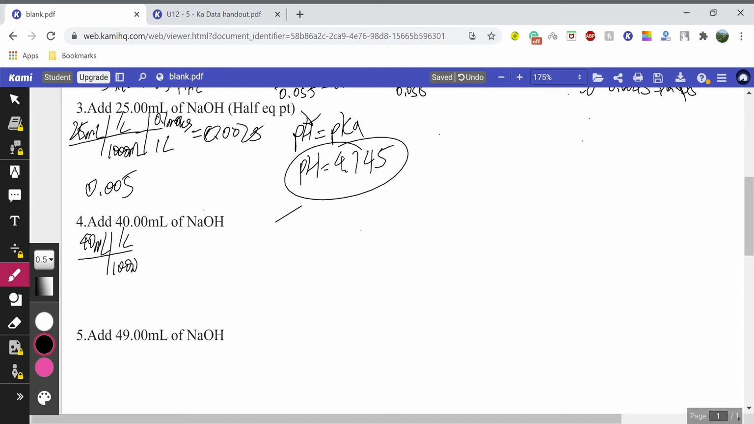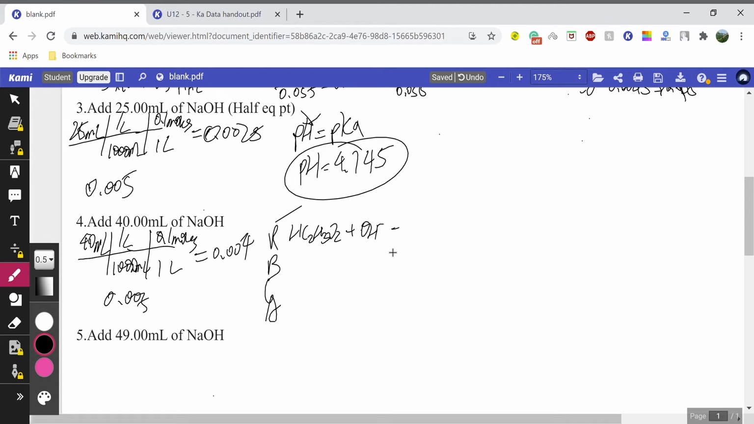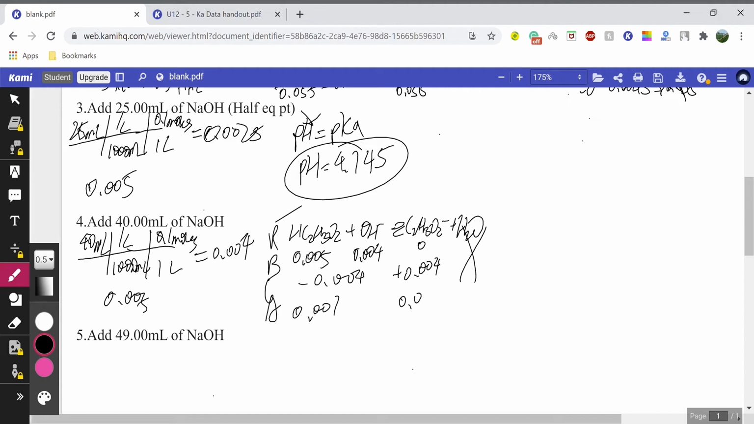1 liter, 1,000 milliliters, 0.1 moles, 1 liter. 40 divided by 1,000 times 0.1 will be 0.004. This will be 0.005. So I'm going to do the RBCA chart. On top, HC2H3O2 plus our strong base forms C2H3O2 minus plus H2O. This is going to be 0.005. This is going to be 0.004. And now this is going to be 0, and we're going to cross it out. Minus 0.004 plus 0.004. It's going to be 0.001, and this is going to be 0.004.